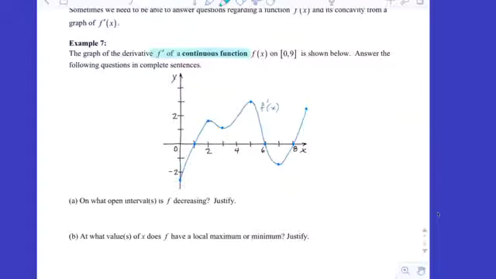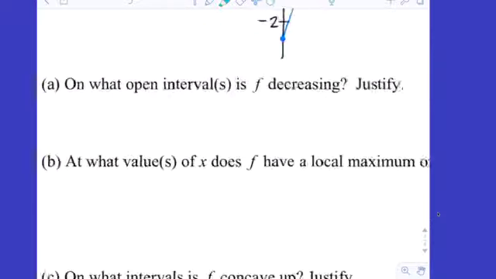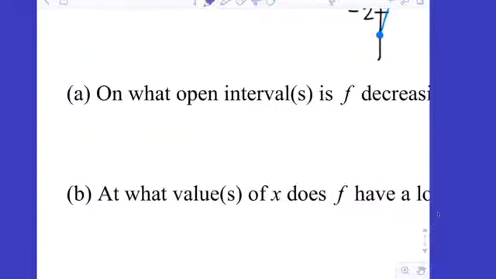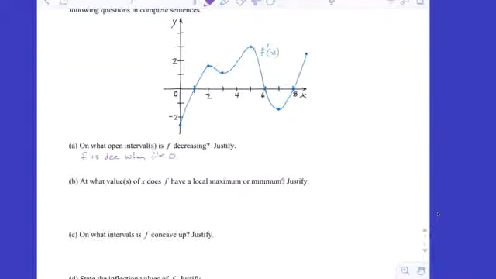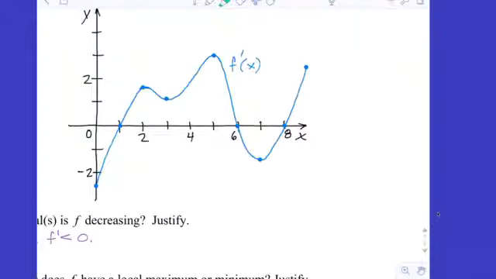Part A, on what open intervals is f decreasing? Justify. Remember, you can sometimes justify ahead of answering it. So if you want to, say f is decreasing when f prime is what? Less than 0. So now, since that's the graph of f prime, you want to know where those y values are negative.